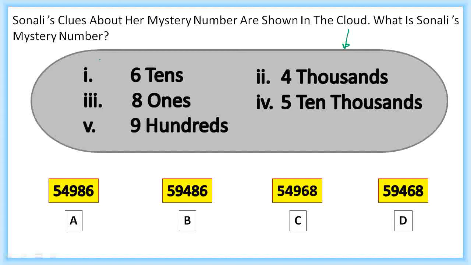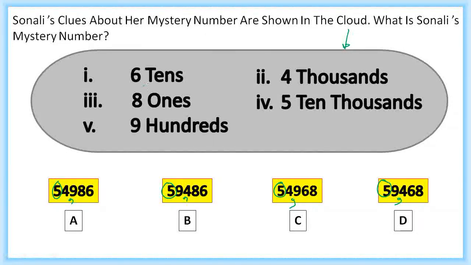Okay, time's up. So first of all, let's see the options. 54,986, 59,486, 54,968 and 59,468. First of all, let's observe which number is changing the most. If you notice, 5 is in common in all, right? So how are we going to solve this question? There is a simple logic in this question.